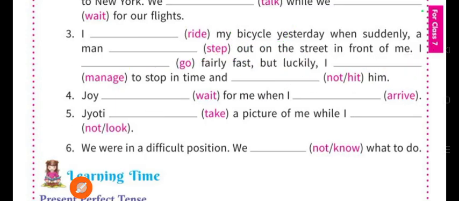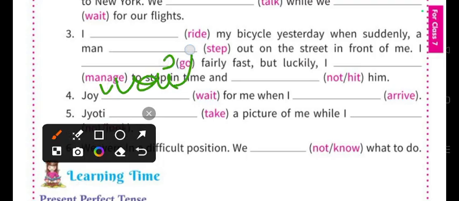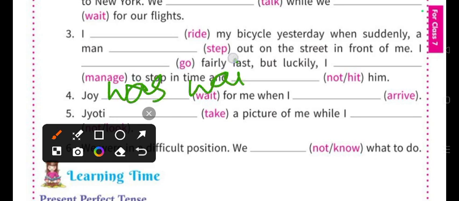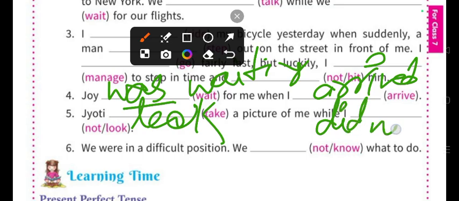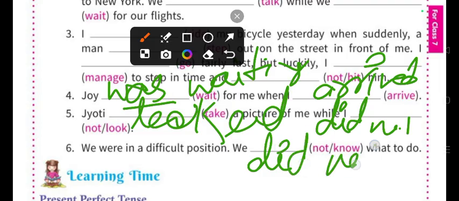Next one, John waited for me when I arrived, or John was waiting for me when I arrived. That will be better: John was waiting for me when I arrived. Okay, now Jyoti took a picture of me while I did not look, or while I was not looking. Both can be correct. We were in a difficult position. We did not know what to do.